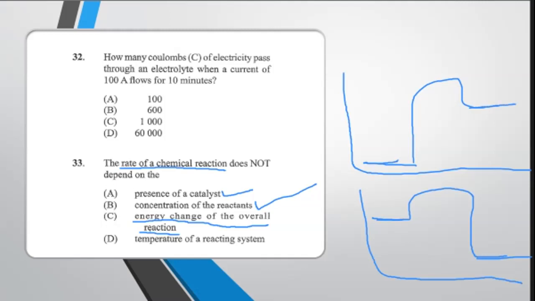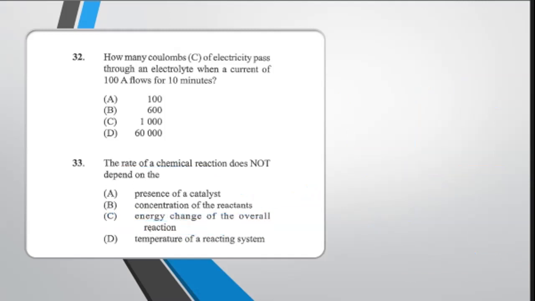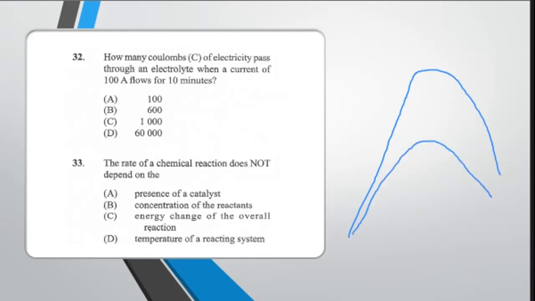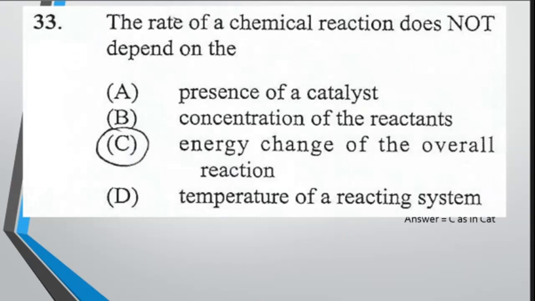So the energy change of the overall reaction does not affect the rate of the reaction, right? The rate of the reaction is not affected by the amount of energy change that is required to convert reactants to products. So C seems to be the odd one out thus far. Temperature of the overall reactant system: yes, if you increase the temperature by 10 degrees Celsius, most times the reaction rate increases twice as much, right? The temperature would cause a change in the rate of the reaction if we increase it. So the answer looks to me like C as in cat, the energy change of the overall reaction.